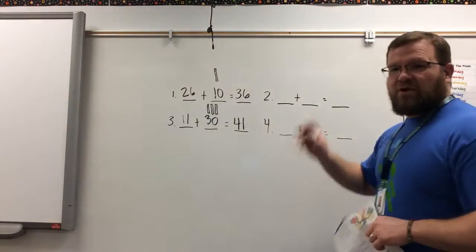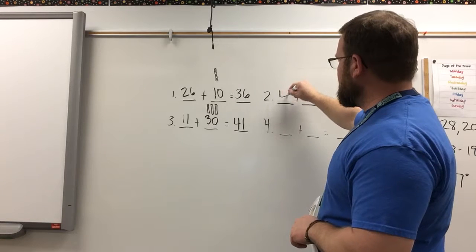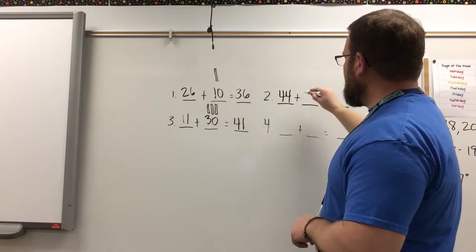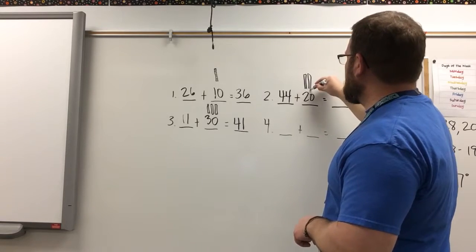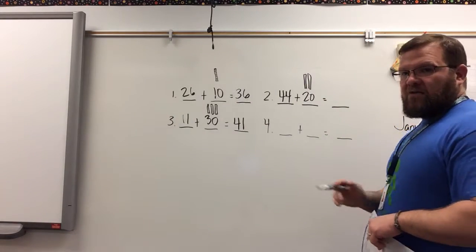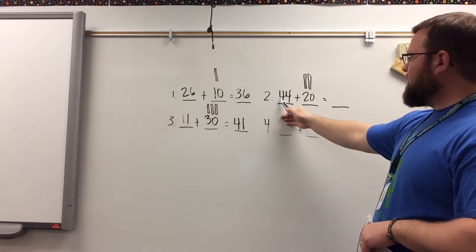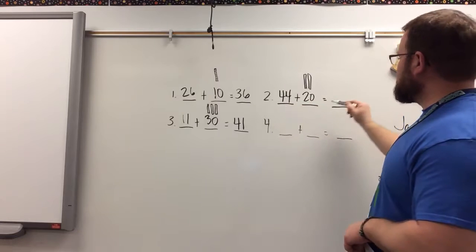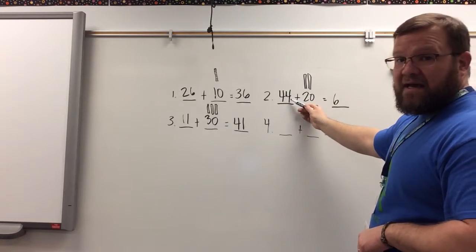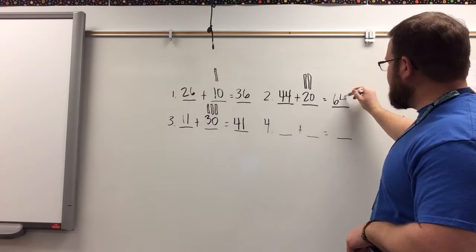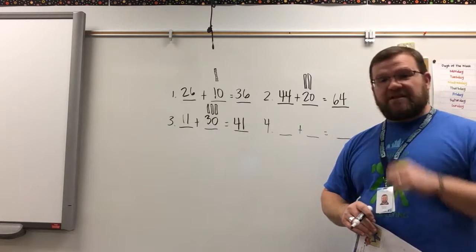All right, so looking at this one, we'll start with the number 44, and we'll add 20 to that one. Okay? 10, 20. And remember, we're starting with a 4 over here in the tens column. We're adding 2 more to that, so we'll have 6 in the tens column. And we didn't change this. We didn't add anything to it or take it away, so we still have 4 in the ones. So 44 and 20 is 64.